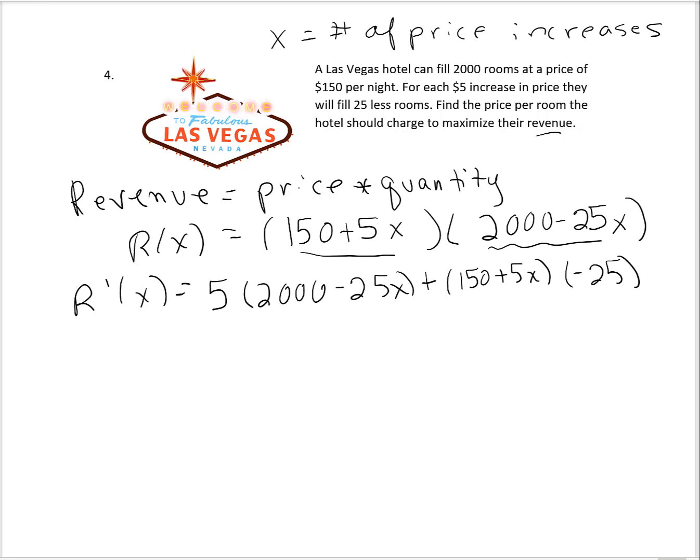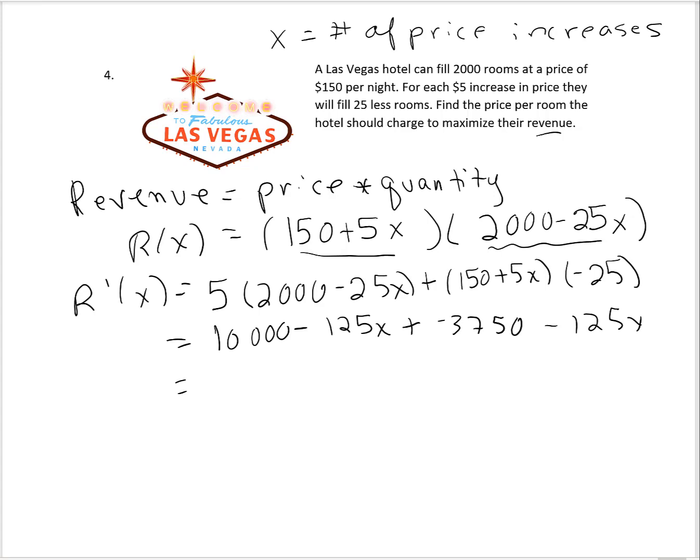From there, I do have to distribute. So 5 times 2,000 is 10,000. Then I have 5 times negative 25, which is negative 125x. Then I have 150 times negative 25, which is negative 3,750. And finally, I have 5x times negative 25, which gives me negative 125x.